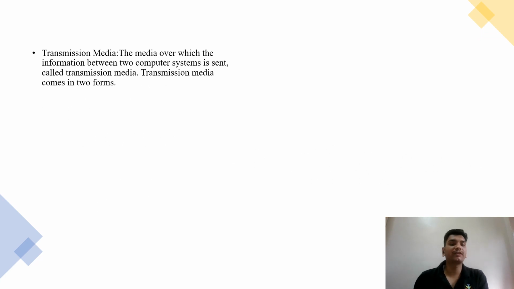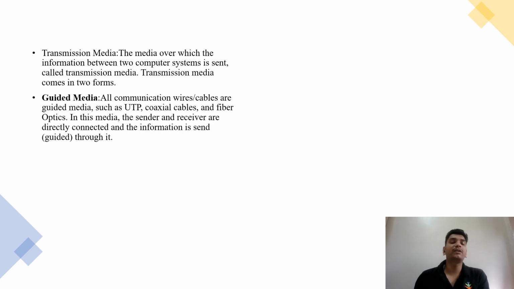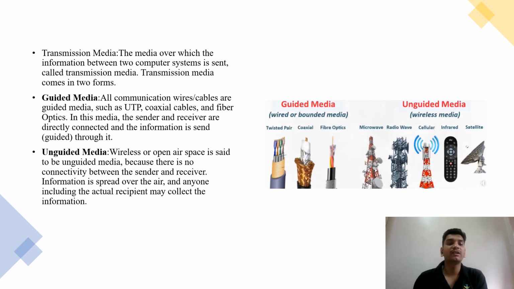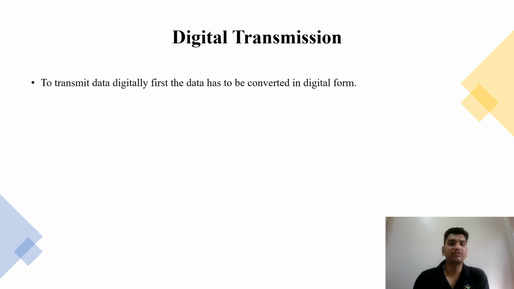Now we will see transmission media. Basically, transmission media is the medium over which the data is being transmitted. Transmission media is of two types, guided media and unguided media. The examples for guided media are wires and cables, and the examples for unguided media are Bluetooth and Wi-Fi.